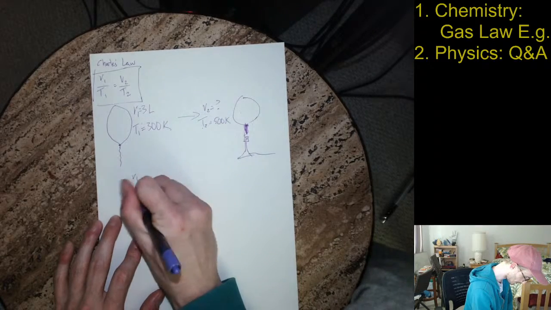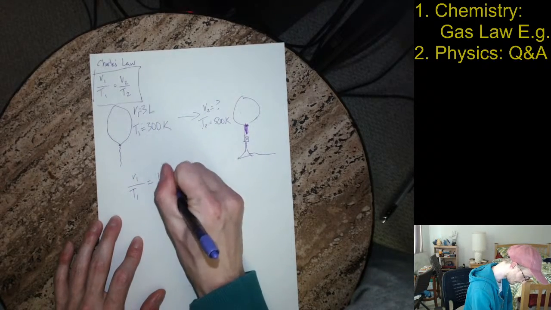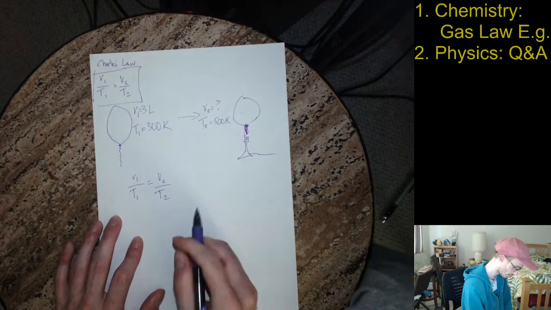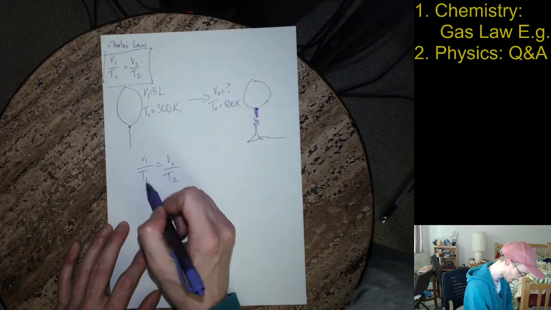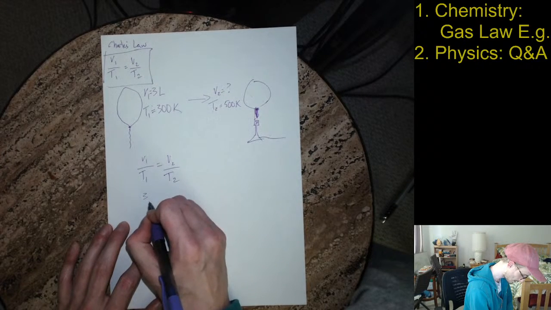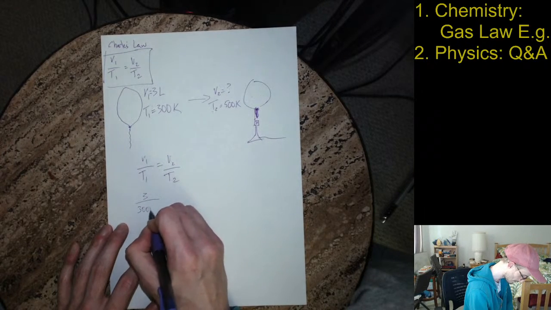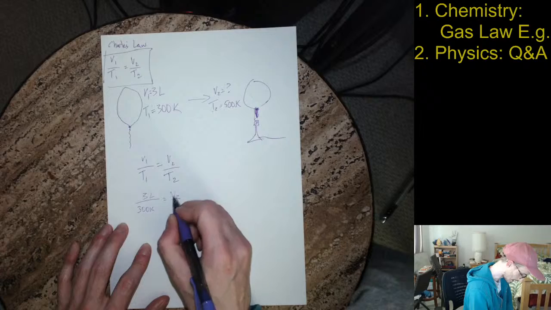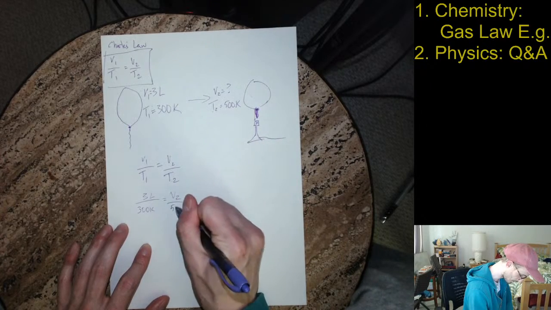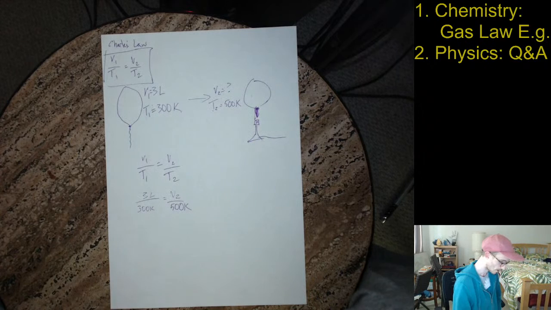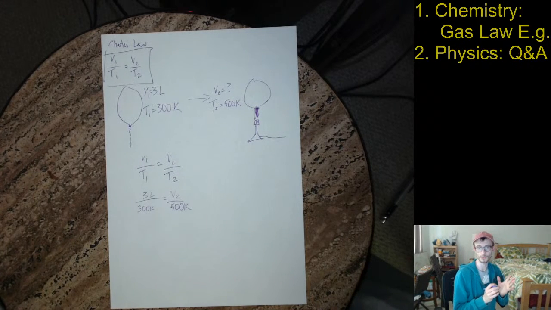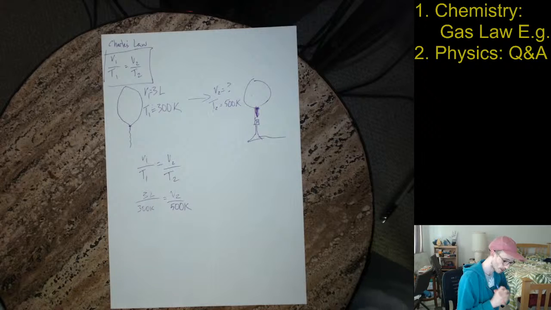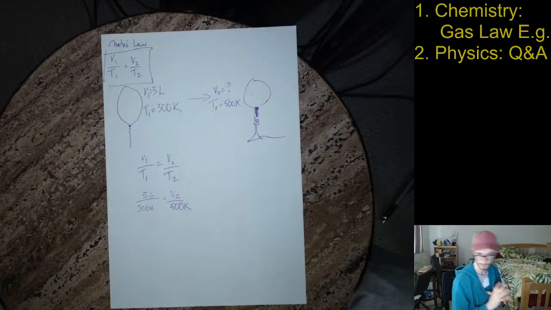So we have V1 over T1 equals V2 over T2. In this case, I know V1 and T1, so I'm going to plug those in. V1 is 3 and T1 is 300, in liters. And then over here, I don't know V2, that's a variable. And then T2, I also know it's 500. So now, this could get tricky for some of you. I'm going to encourage you to cross multiply. For this problem, it's a little bit easier than that, but I don't want to confuse the math.